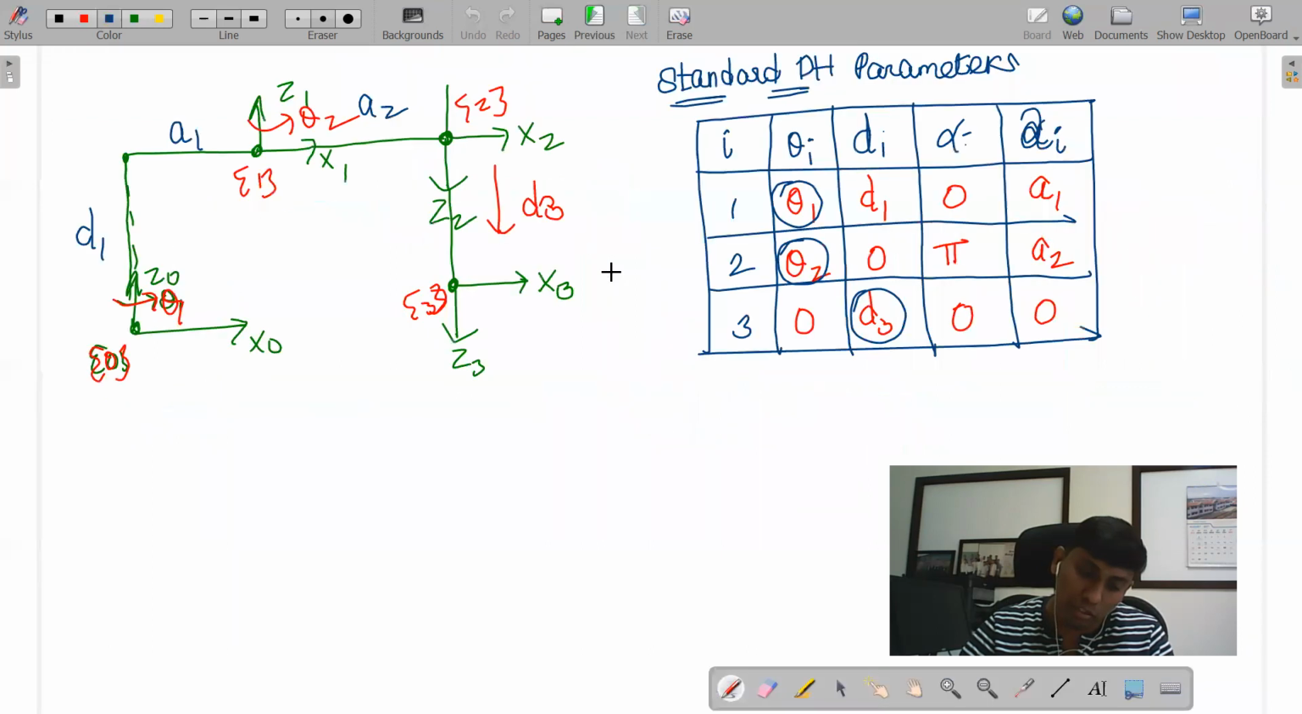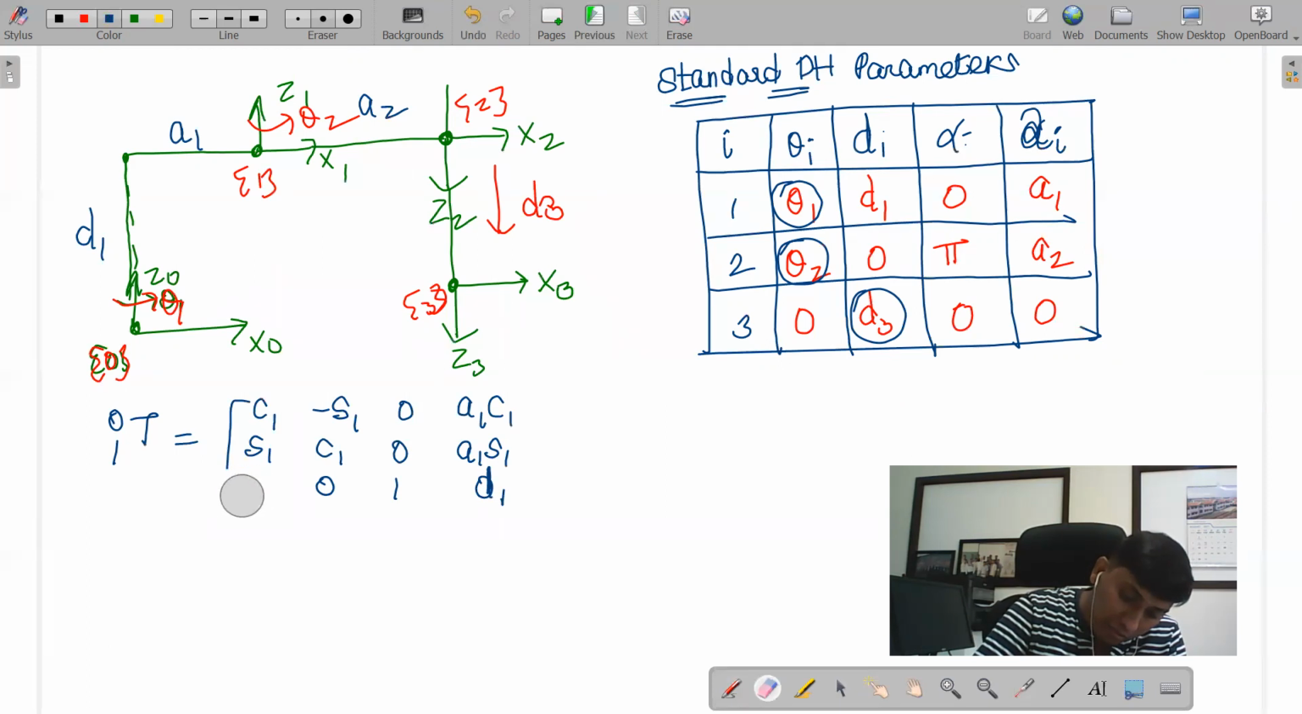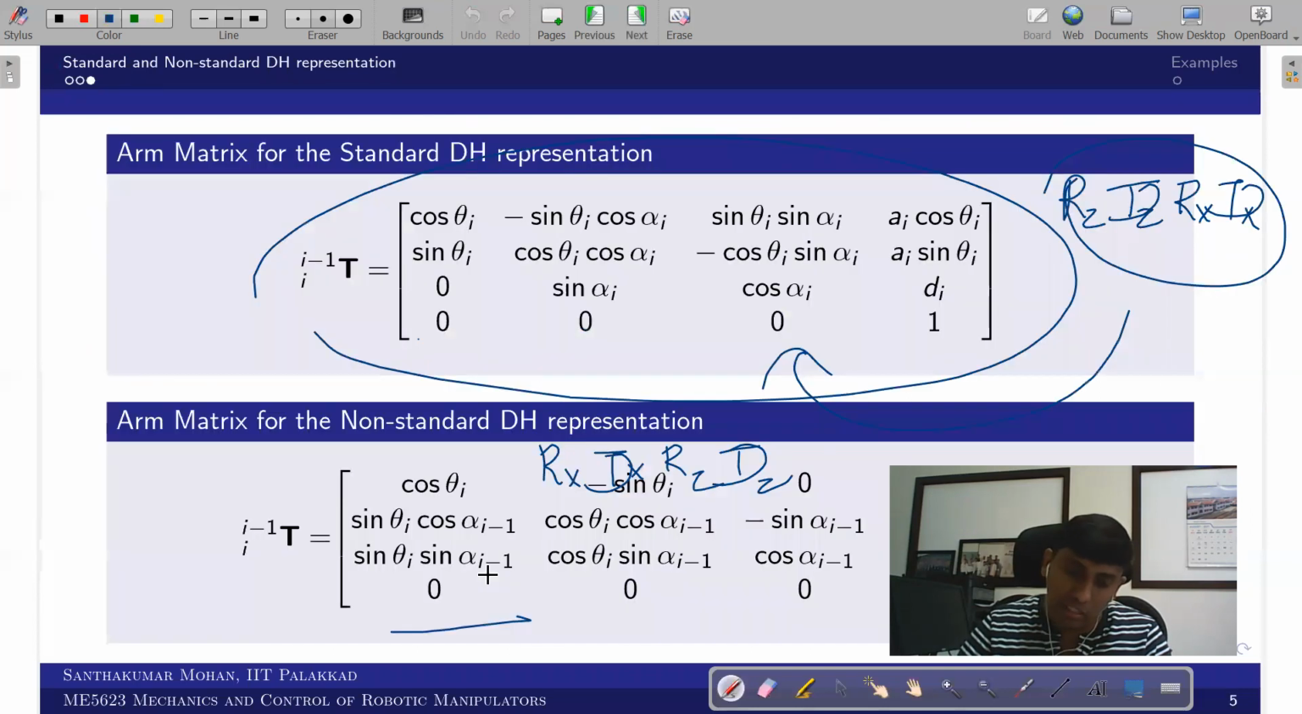Now if I substitute this, T01 becomes: C1, minus S1, 0, A1 C1; S1, C1, 0, A1 S1; 0, 0, 1, D1; and 0, 0, 0, 1. So you can cross-check. Yeah, this is the DH matrix.